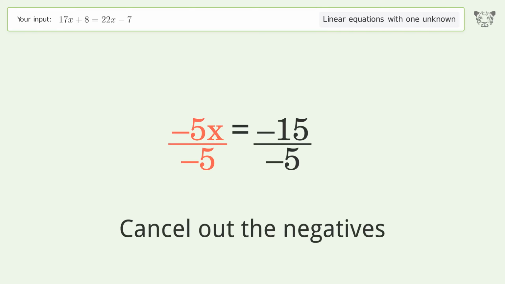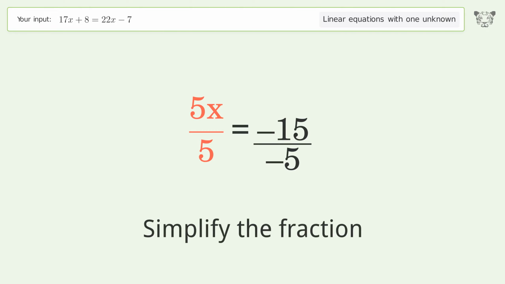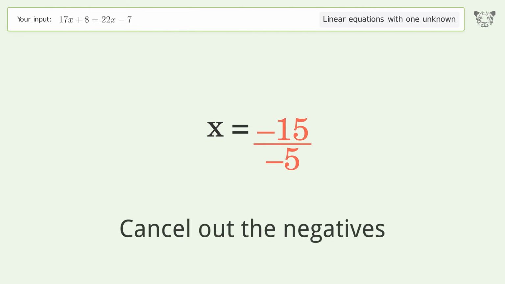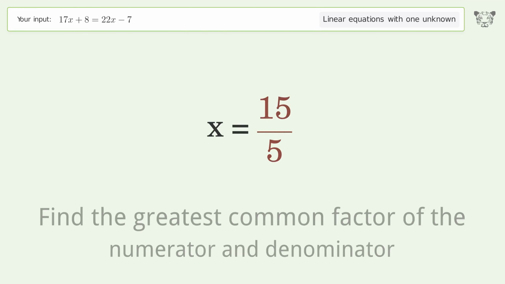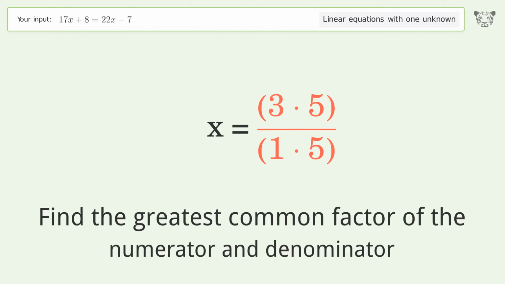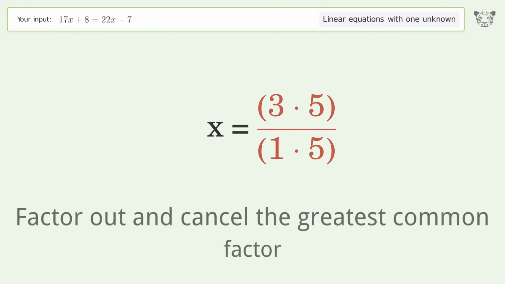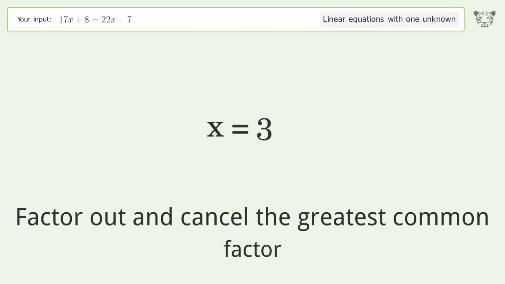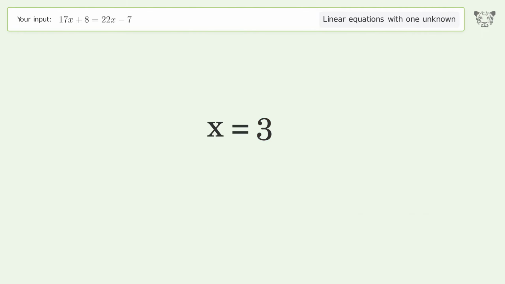Cancel out the negatives. Simplify the fraction. Cancel out the negatives. Find the greatest common factor of the numerator and denominator. Factor out and cancel the greatest common factor. And so the final result is x equals 3.